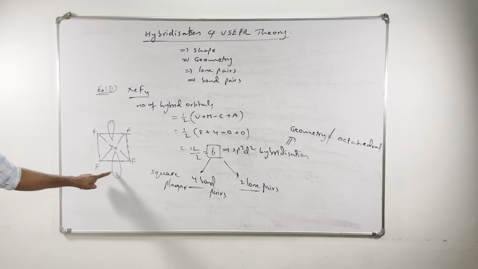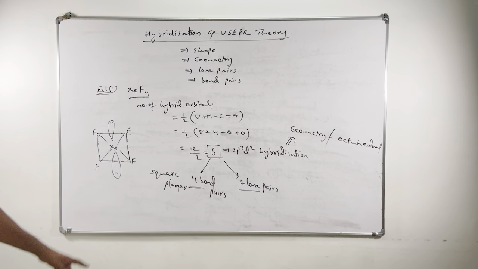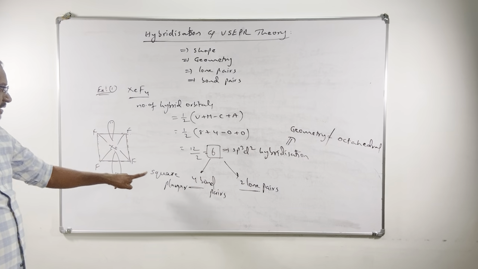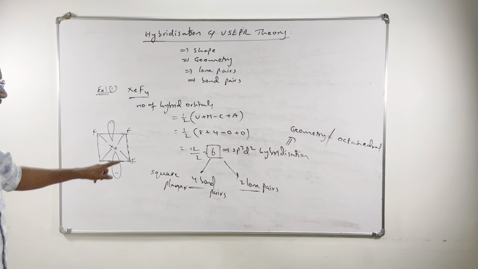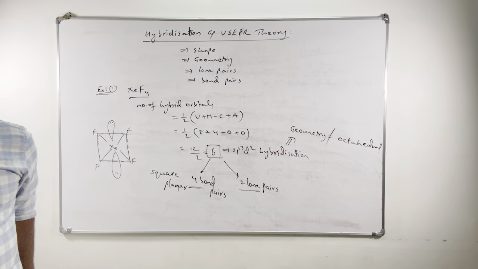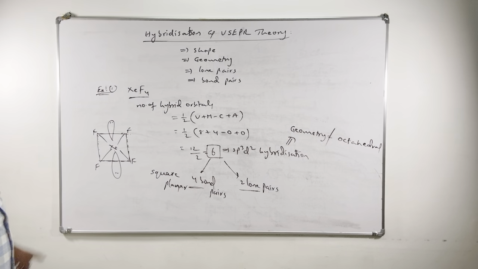square planar. These lone pairs do not contribute to the shape. So it looks like a square. That's why it is square planar. So if there are 4 bond pairs and 2 lone pairs, the shape is square planar.